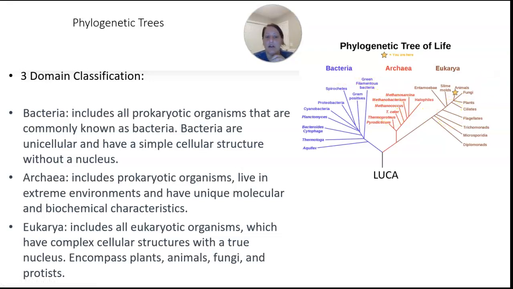The last domain there, eukarya, that's where animals, humans, fall into. This includes all eukaryotic organisms, so organisms with a membrane-bound nucleus and other membrane-bound organelles. All plants, all fungi, all protists, and all animals are going to fall into that domain. So there's 3 domains on the planet.